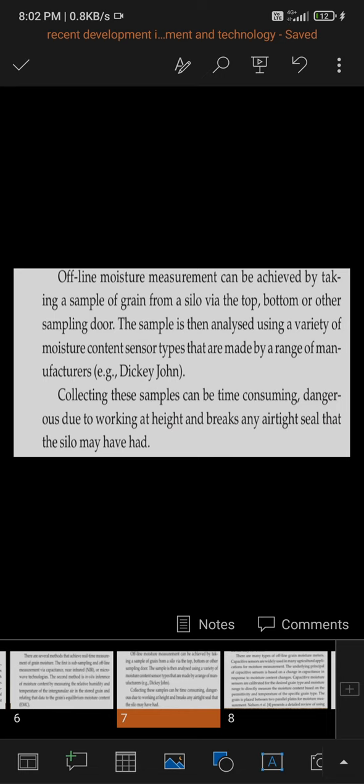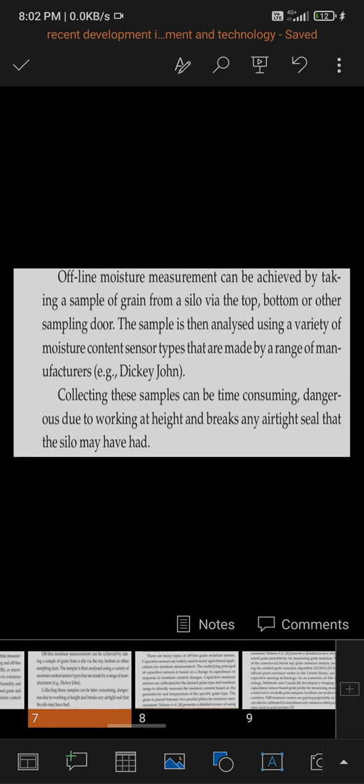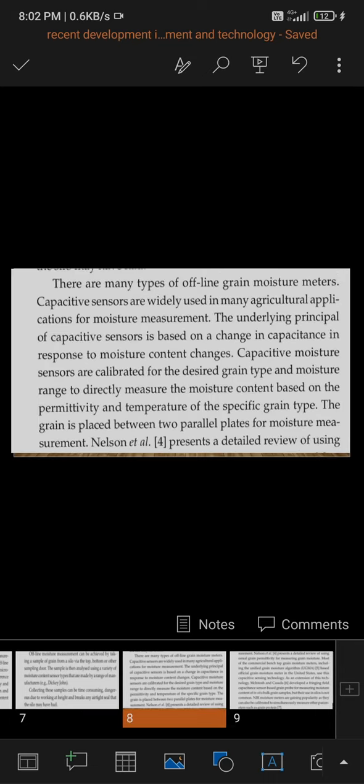Offline moisture measurement can be achieved by taking a sample of grain from the silo via the top, bottom or other sampling door. The sample is then analyzed using a variety of moisture content sensor types that are made by a range of manufacturers. Collecting the sample can be time consuming, dangerous due to working at height, and breaks any airtight seal that the silo may have had. There are many types of offline grain moisture meters.